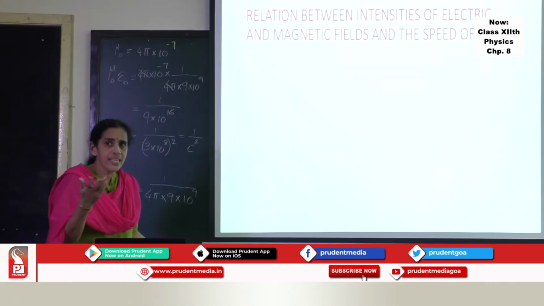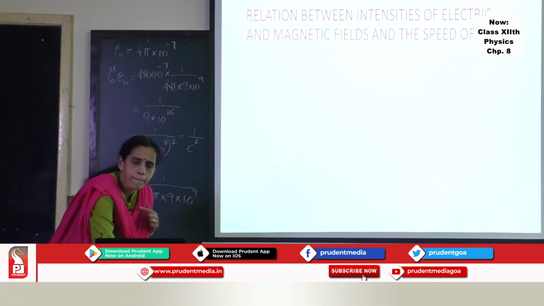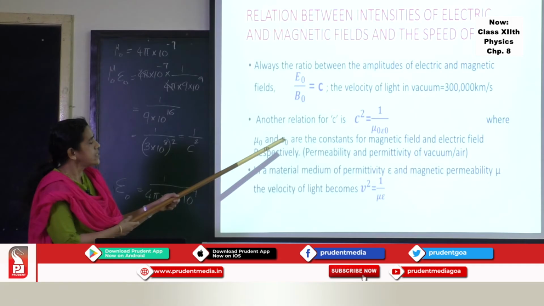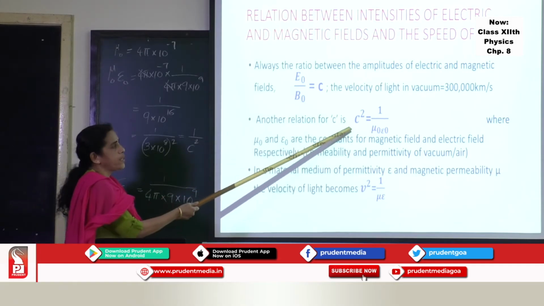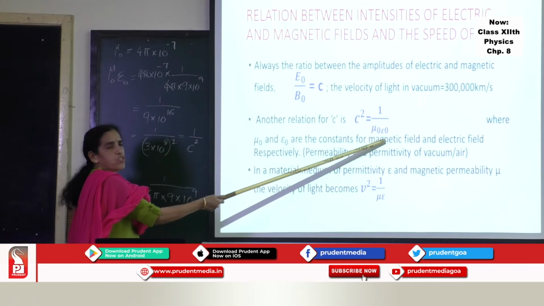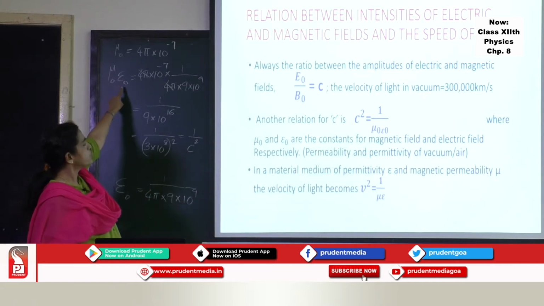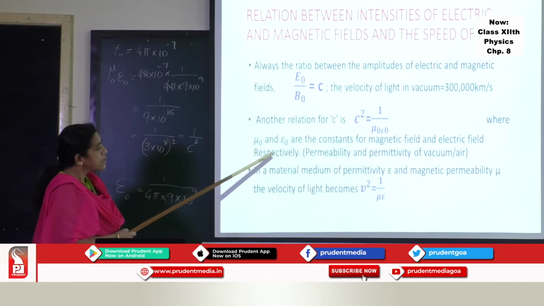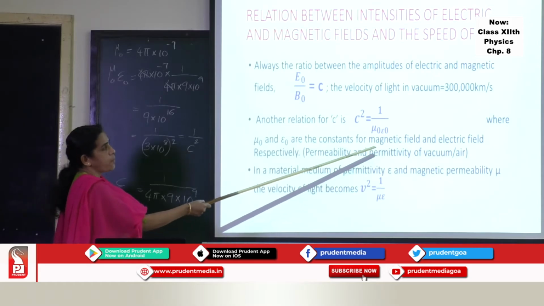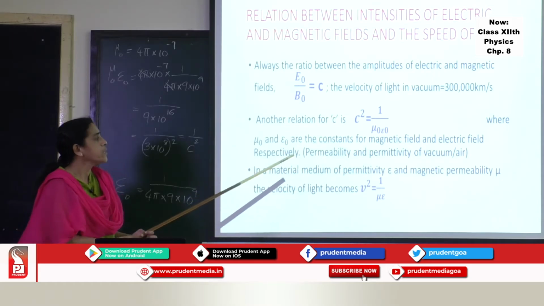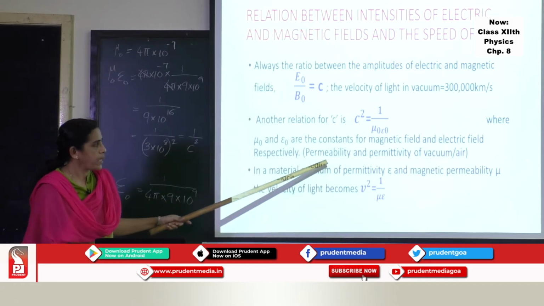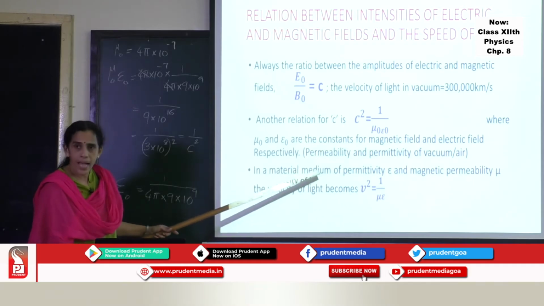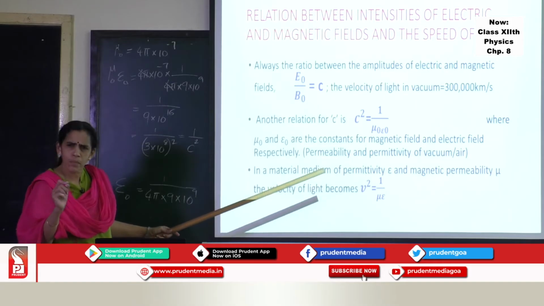So let's see. And there are other formulae also which you must remember. Yes. This is the relationship just now what we proved, C square is 1 upon mu 0 epsilon 0. Here we did mu 0 into epsilon 0 as 1 upon C square. It is the same thing. Then mu 0 and epsilon 0 are the constants for magnetic and electric field respectively. Permeability of space and permittivity. Electric field is permittivity, magnetic field is permeability. You will be learning it.